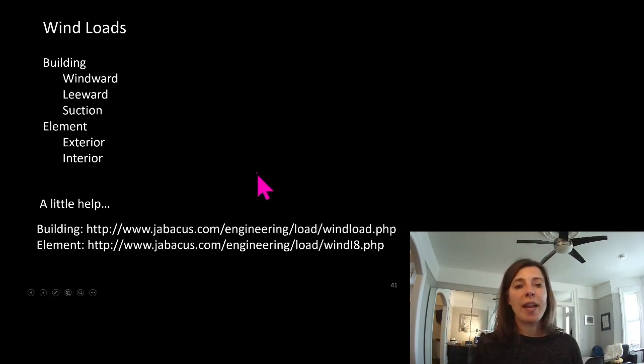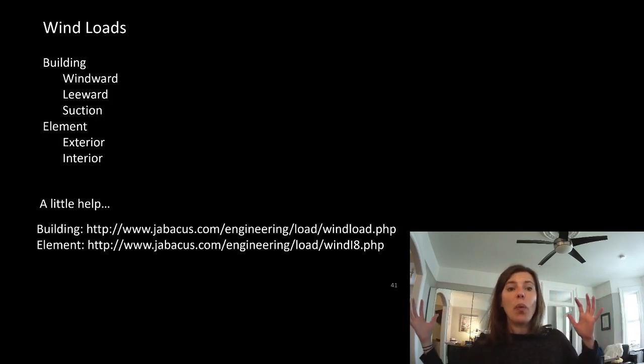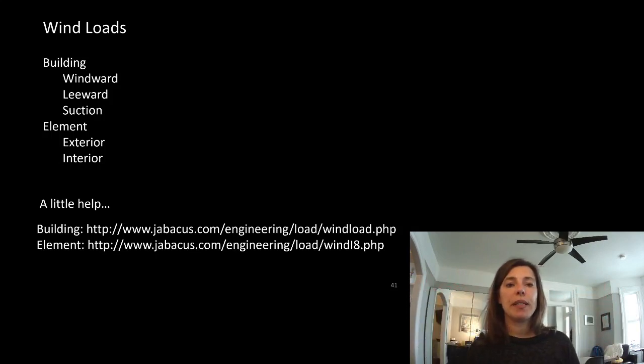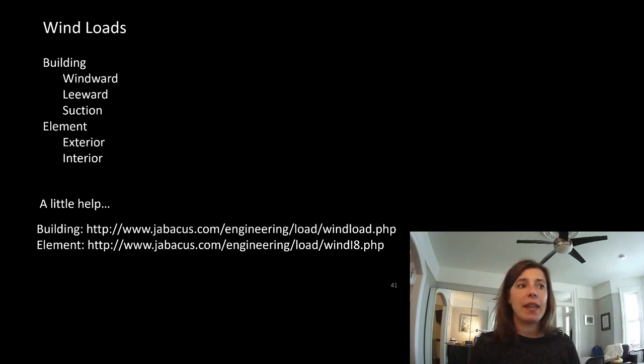So, wind, building. A lot more that we have to think about, because there's all kinds of situations and combinations of things we need to think about with wind load. So with the building as a whole, when the wind blows, we have the wind blowing on this side of the building. But as the wind goes around the building, it does some funny things.